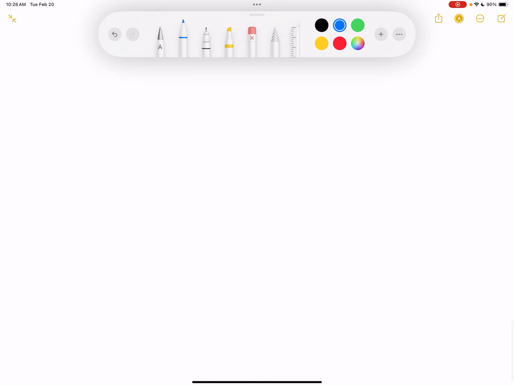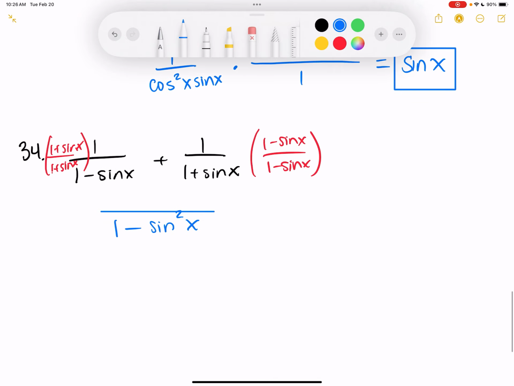Oh, no. Oh. I thought it was gone. I was like, no!